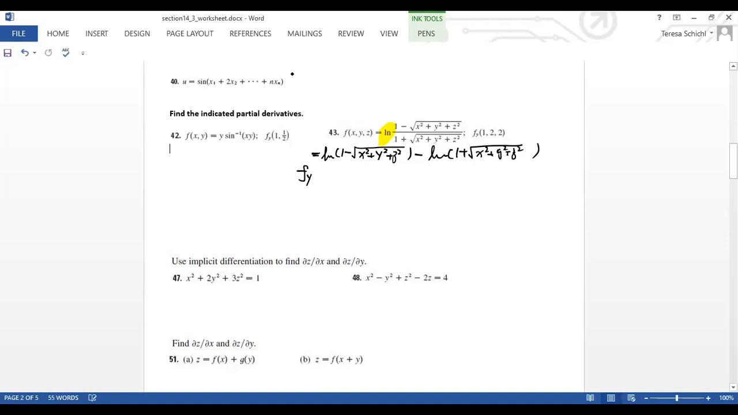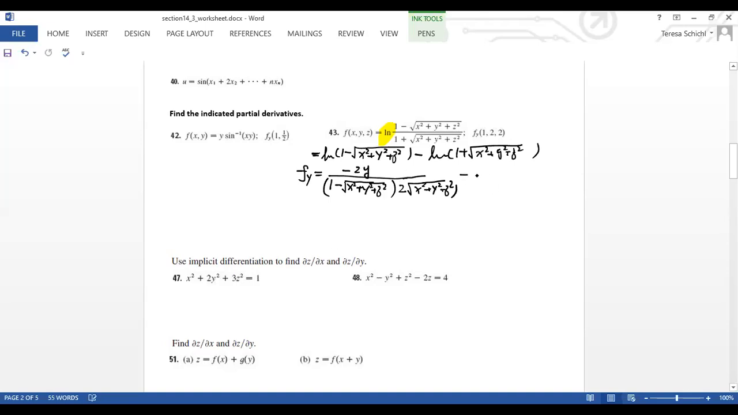Now if I want to find f of y, for the natural log you put everything in the denominator, so this is x squared plus y squared plus z squared. Then you apply the chain rule, so this will be 1/2, and then the power of negative 1/2 minus 1 becomes negative 1/2. So it becomes the square root of x squared plus y squared plus z squared. Then because the negative is here, you have negative, and then the chain rule inside gives negative 2y.